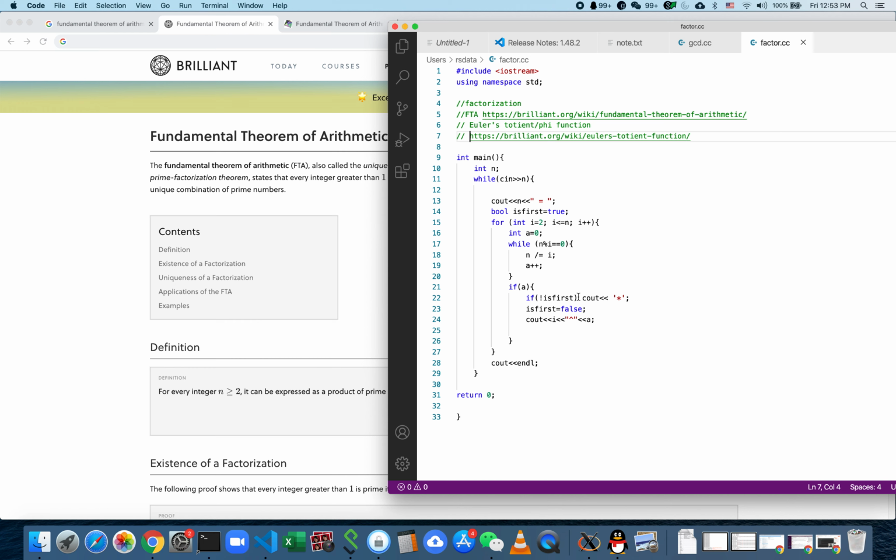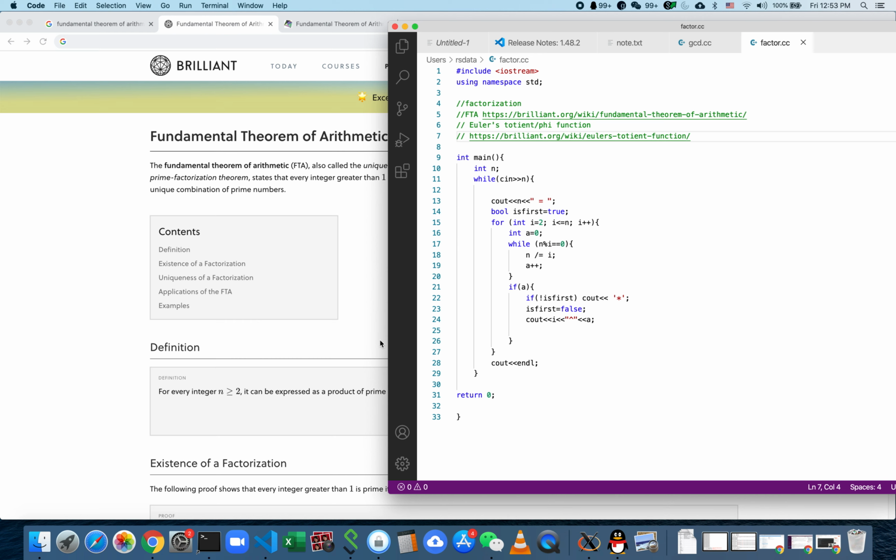Only if it's not the first factor, we output the star, which is the multiplication symbol, and then set first to false. And then we output i to the power of a, and then we output endl.